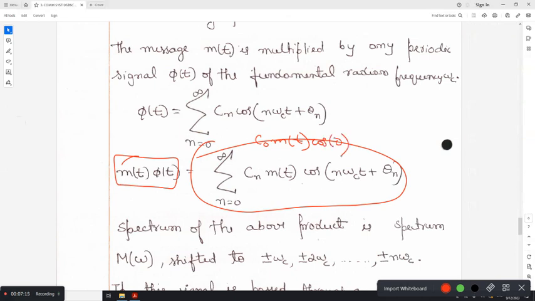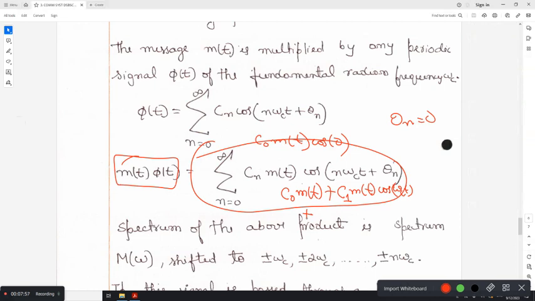Assume that phase shift is 0 for the time being. Assume that this phase shift theta n is equal to 0. And when you expand this, what will be the first term for n equal to 0? It will be C0 into m of t, plus C1 into m of t into cos of omega ct.